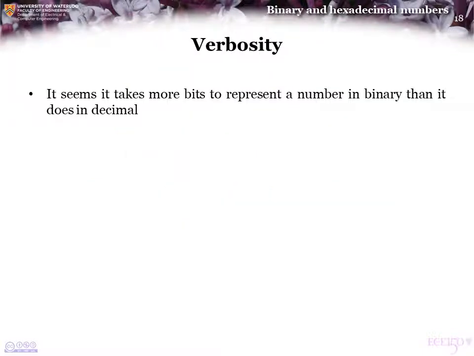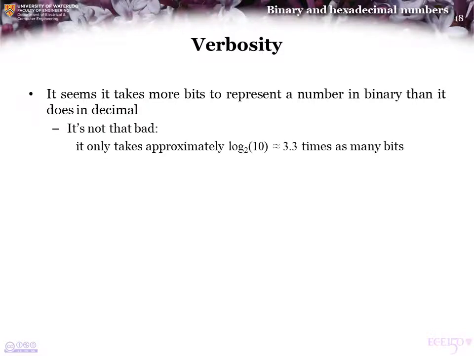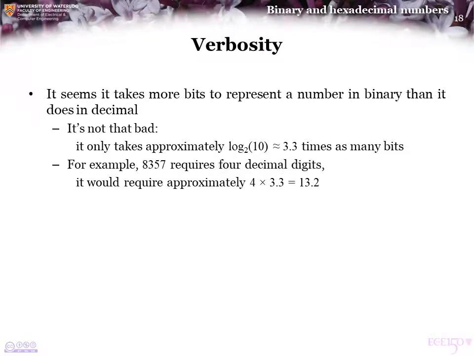Now, it seems that it takes many more bits to represent a number in binary than the number of digits necessary to represent that same number in decimal. It's actually not that bad. It only takes approximately log base 2 of 10, or 3.3 times as many bits as it requires digits. So for example, 8,357 requires 4 decimal digits. It would therefore require approximately 13.2 bits. Well, in fact, it actually requires 14 bits, but close enough.